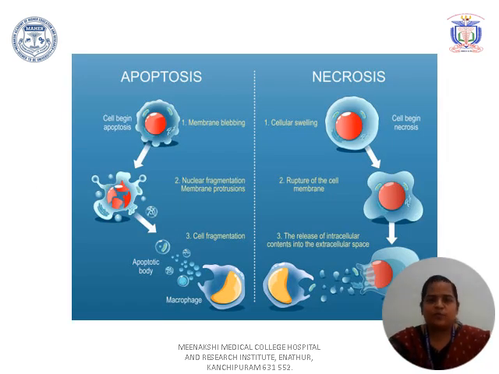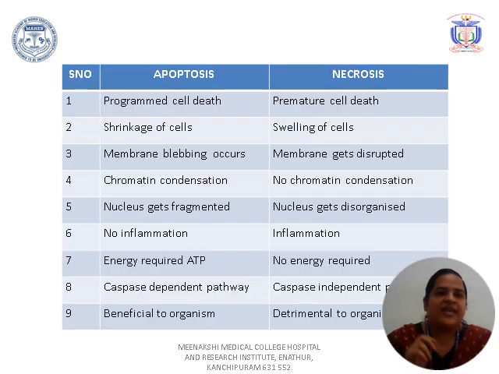When we talk about apoptosis, we should also know something about necrosis. Apoptosis is a planned, programmed cell death, whereas necrosis is something which happens all of a sudden following an infection or inflammation. The difference between apoptosis and necrosis, in layman's terms, is that necrosis is cell murder, whereas apoptosis is just a planned death. And the points which you see here: apoptosis is a programmed cell death, whereas necrosis is a premature cell death.